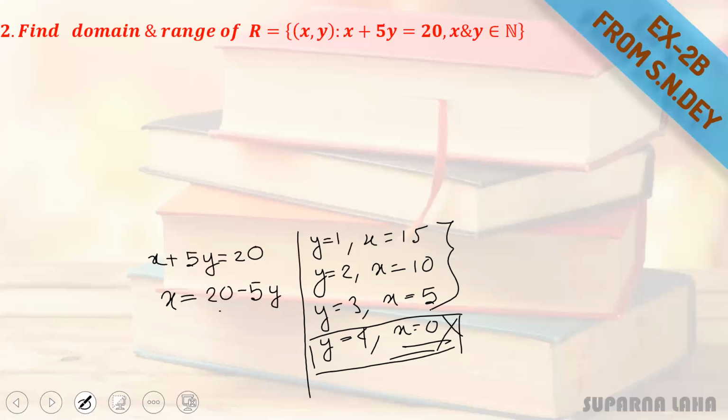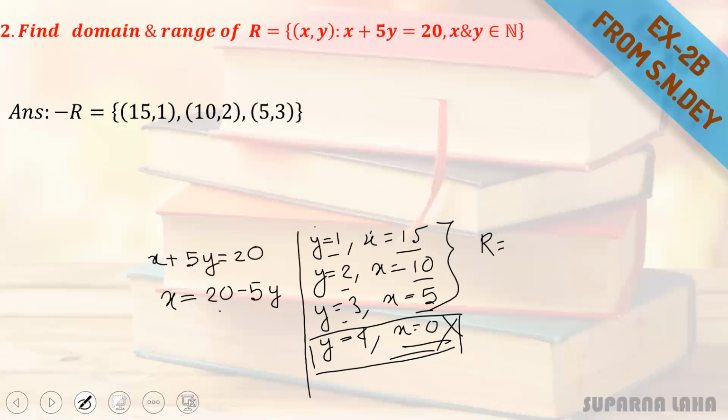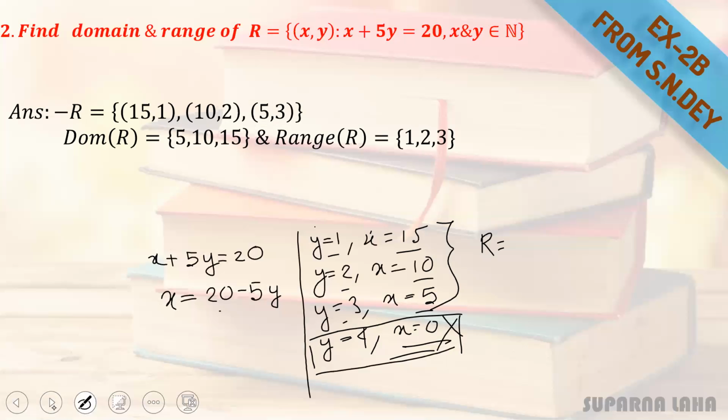So firstly, write down the members of R. So what are the members of R? Write them in the form x comma y. Don't write y comma x. So there will be (15, 1), (10, 2), and (5, 3). Now you can easily write down the domain and range for it. So the domain of R is 5, 10, 15, and the range is 1, 2, 3. First elements are the domain and the second elements are the range.